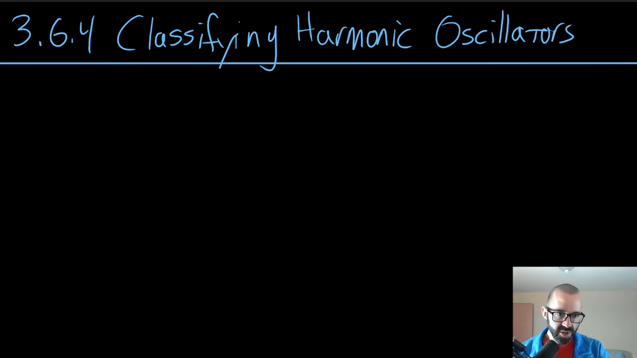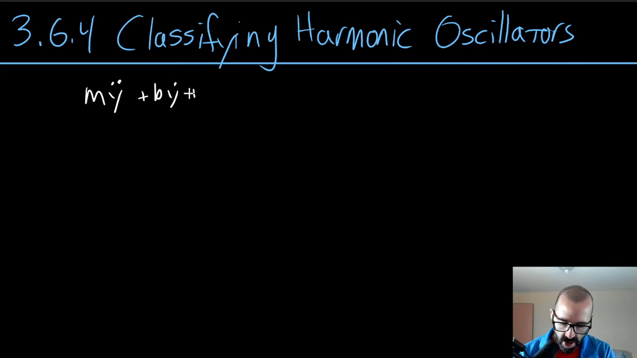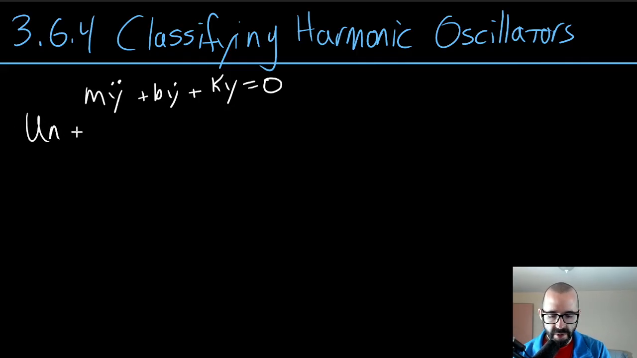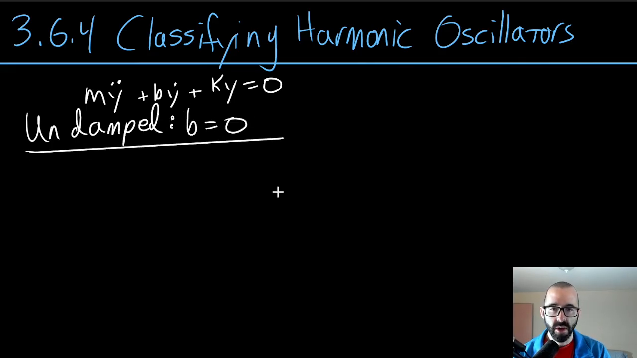The rest of this section, we're just going to classify different kinds of harmonic oscillators, starting with the undamped harmonic oscillator. So remember, for the 500th time, this is what our harmonic oscillator is going to look like, and it's damped if B is positive. It's undamped if B is 0. And that's what we're going to start with. Undamped harmonic oscillator, B is 0.